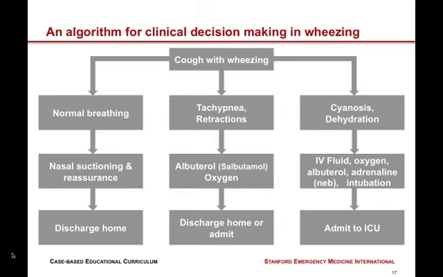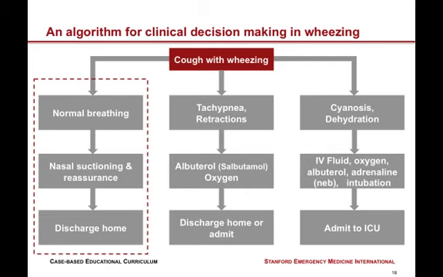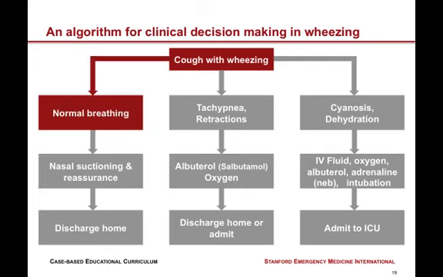So let's go through an algorithm of approaching the child with wheezing. On the far left is the healthiest child. He has wheezing, but otherwise is breathing comfortably. Maybe a little nasal suctioning helps him breathe through the nose, but not much intervention is needed. He has clear lungs, and the parents need reassurance and may be able to be discharged home with some albuterol or just continued hydration.